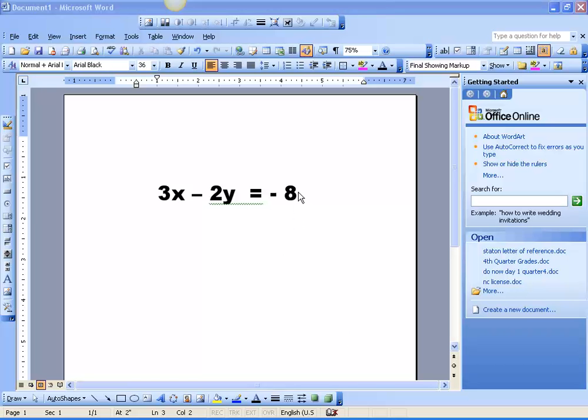Okay, what we have here is an equation that is not in slope-intercept form. So therefore we cannot identify the slope. And no, we're not going to be guessing. We're going to actually try to figure this out.